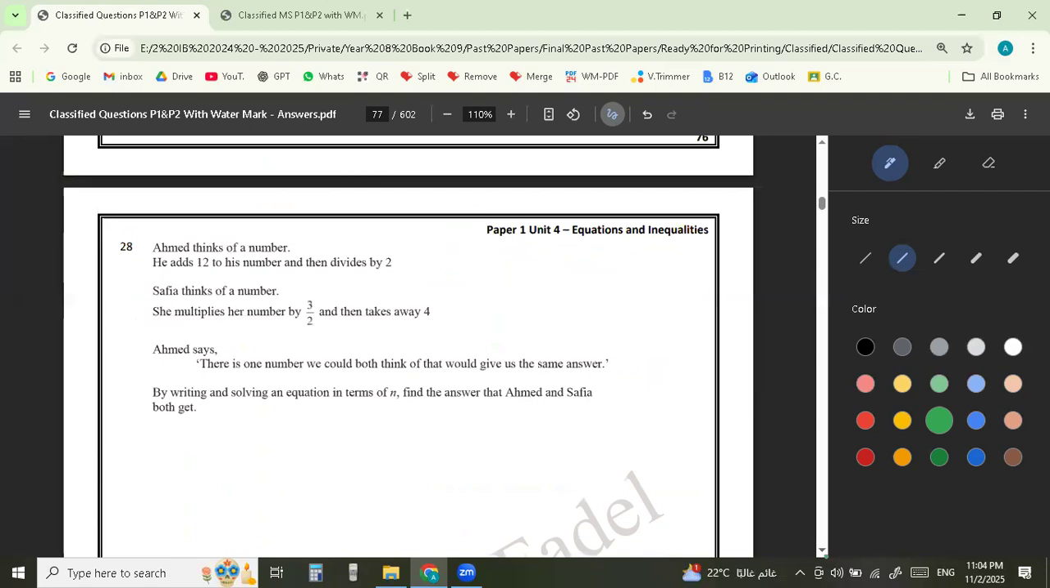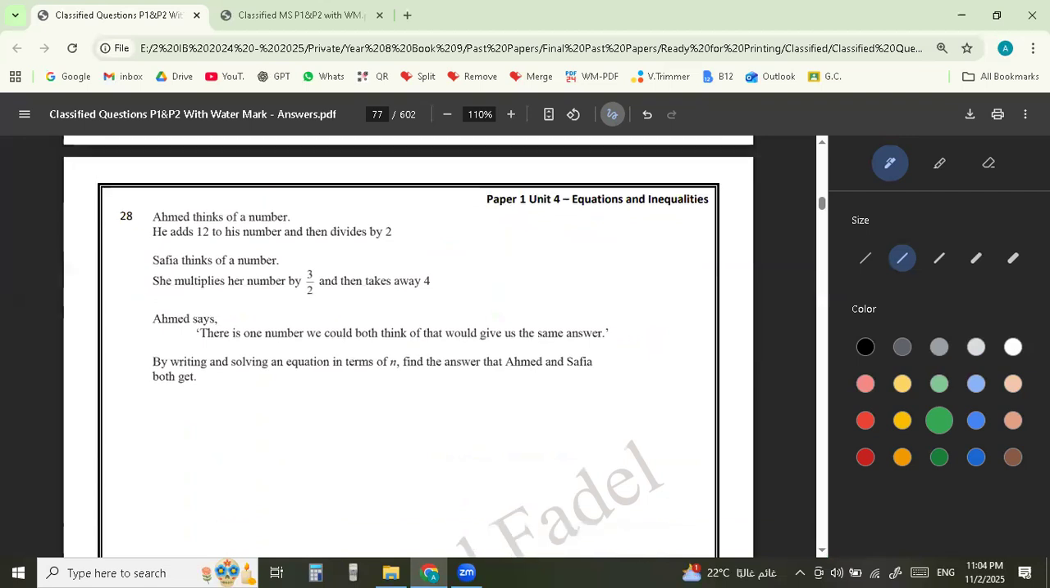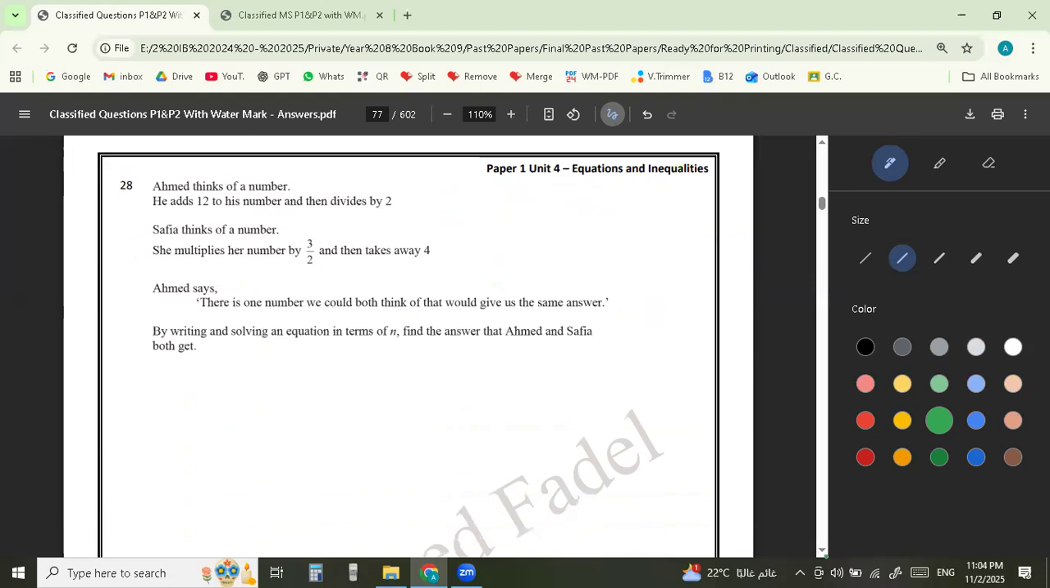Here, question 28. They said Ahmed thinks of a number. He adds 12 to his number and then divides by 2. They said to you here, by writing and solving an equation in terms of n. Ahmed thinks of a number, n. He adds 12 to his number, so plus 12, and then divides by 2.